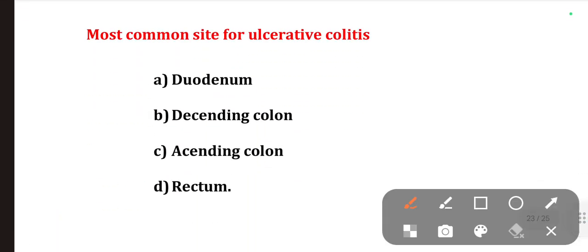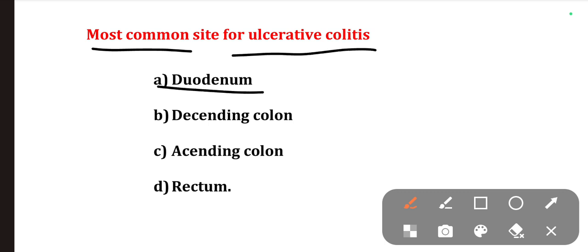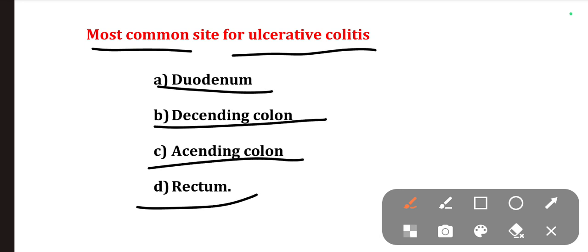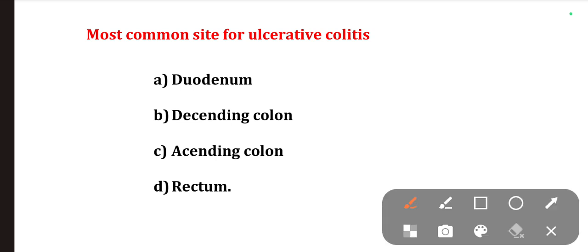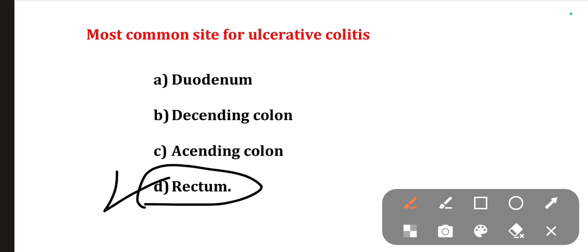And the next one is most common site for ulcerative colitis. Options are duodenum, descending colon, ascending colon, rectum. So the right one is rectum. So rectum is the most common site for occurrence of ulcerative colitis. Ulcerative colitis is nothing but ulcer formation in the rectum and it is infected.